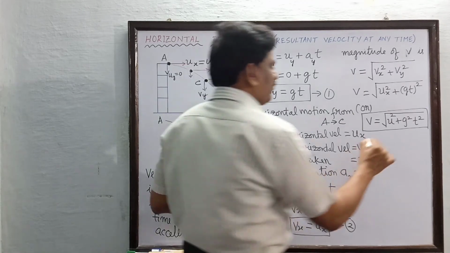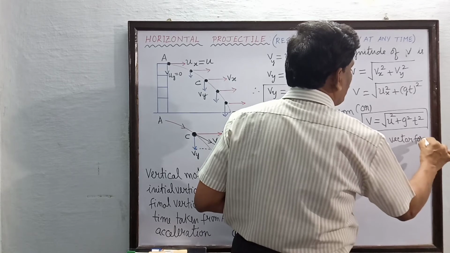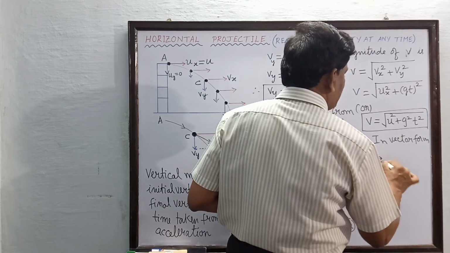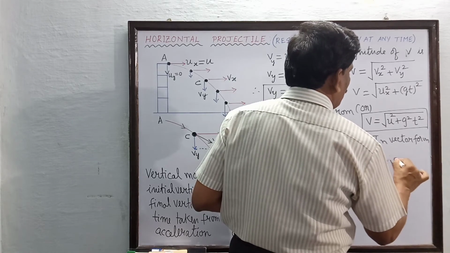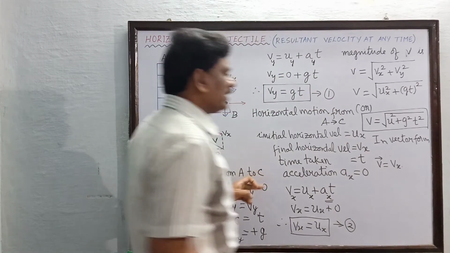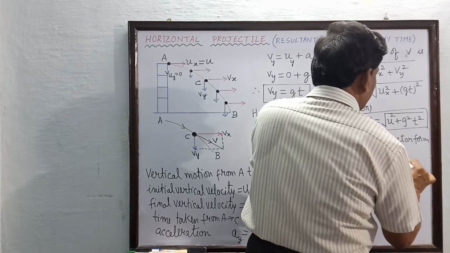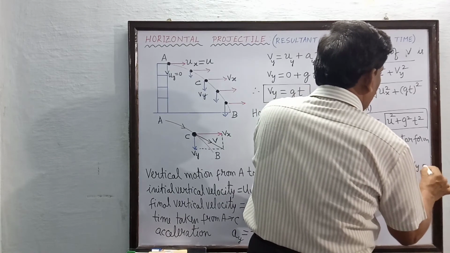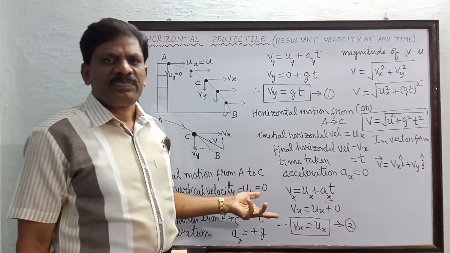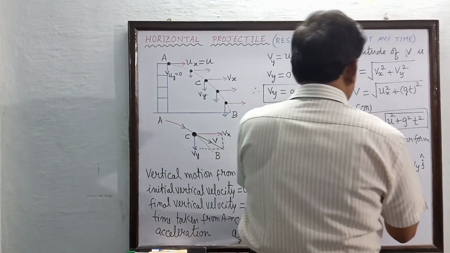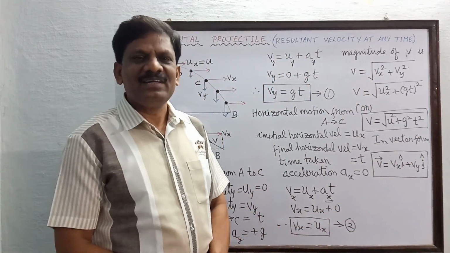Now in vector form, the resultant velocity vector is equal to Vx into i cap plus Vy into j cap, because Vx acts along the horizontal direction and Vy is acting along the y-axis. So this is the vector form of the resultant velocity. I hope you all have understood. Fine.